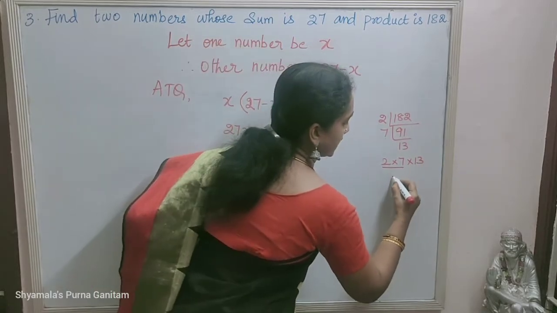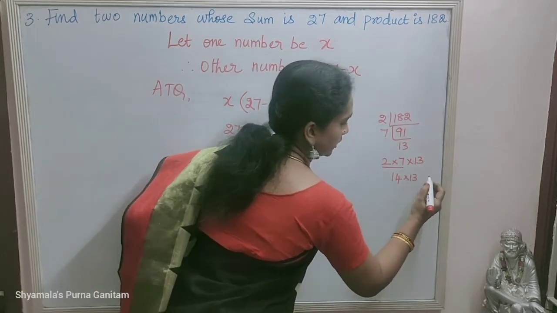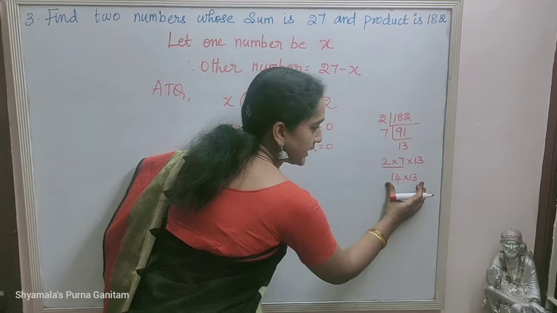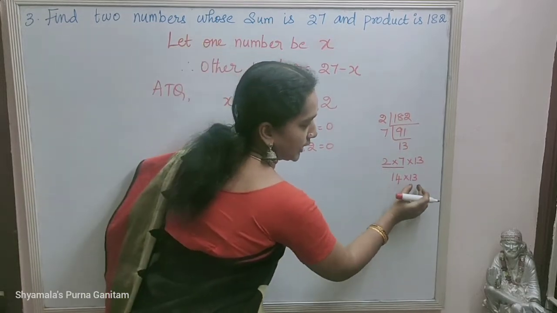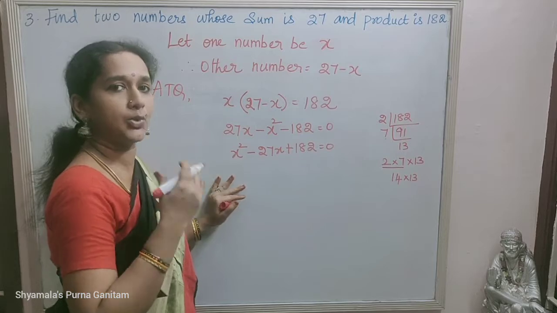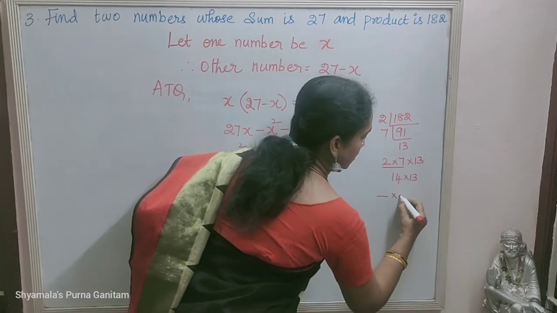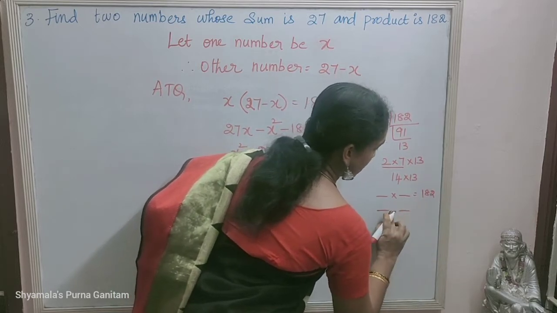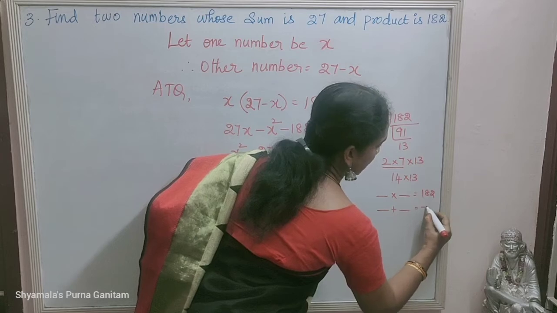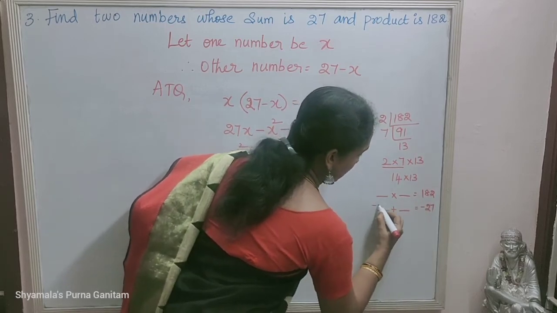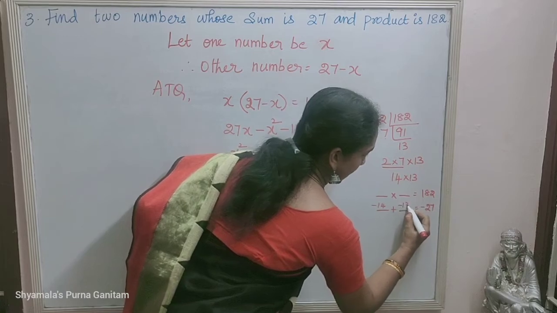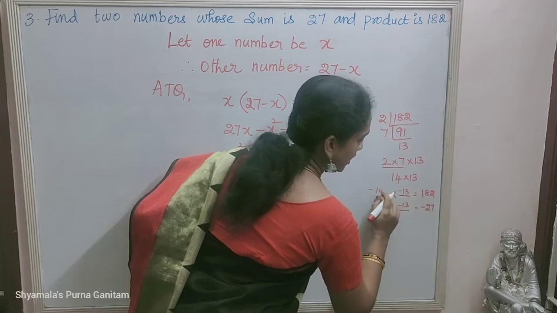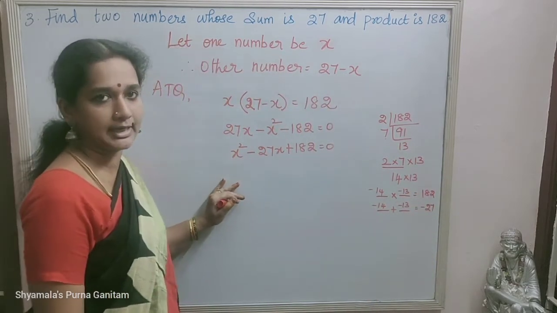So when you multiply 2 and 7, you will get 14. 14 into 13, anyhow, the product you will get as 182 only. But if you are finding the sum, you have to get 27. So 14 and 13, when you add them, you will get 27. Two numbers, when you multiply, you have to get 182. The same two numbers, when you find the sum, you have to get minus 27. So you will take these two numbers as minus 14 and minus 13. The same numbers, minus 14 and minus 13, when you find the product, you will get plus 182.